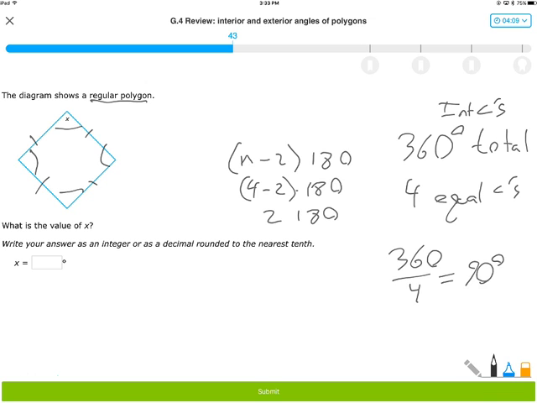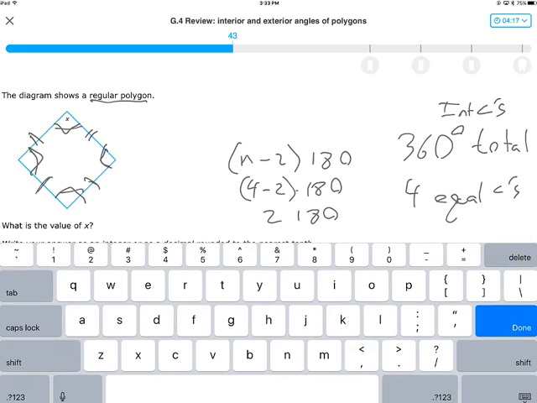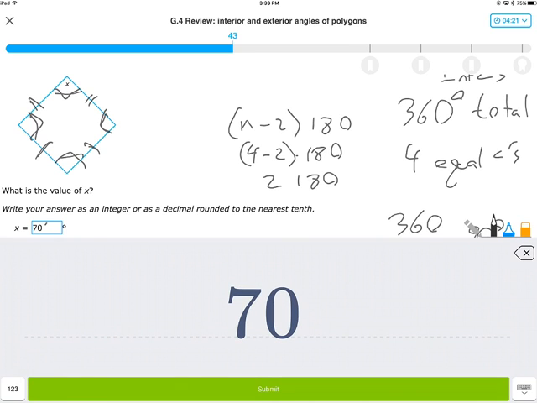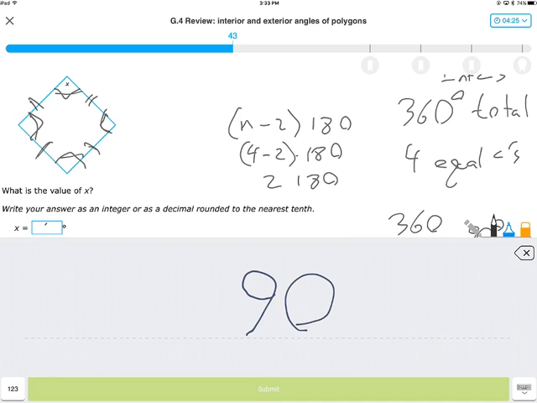Now notice too, if this is a regular polygon, a regular 4-sided figure is a square. That is all angles 90 degrees and all sides congruent. So yeah, each angle is 90 degrees. I had the hardest time writing 9s. I start at the bottom, which is just odd.